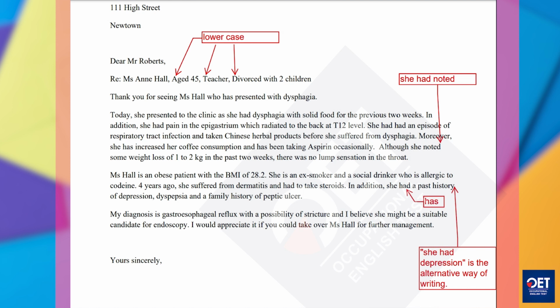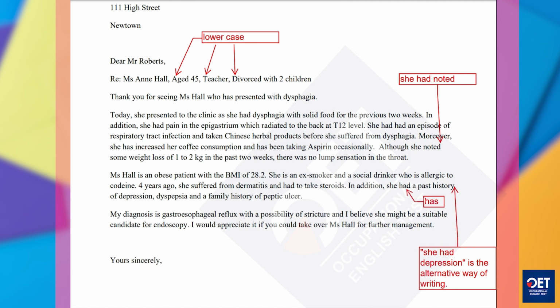However, she's writing aged 45. This should be small letter. A should be small. And also, there is no need to mention about teacher, divorce with two children in the subject. Only you need to mention is name and age or date of birth.